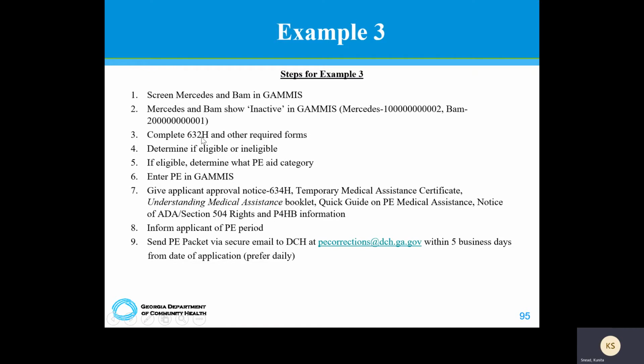You're going to start your interview process to complete the 632H and other forms. Determine if they're going to be eligible or ineligible. If they are, what aid category, and then enter the PE into GAMMIS if that particular individual was eligible. You're going to provide her with the notice of action, the temporary certificate for each person that was approved, the Understanding Medical Assistance booklet, the quick guide, the notice of ADA, and the P4HB information. Inform her of her PE period time and to send the PE packet to DCH within 5 business days.